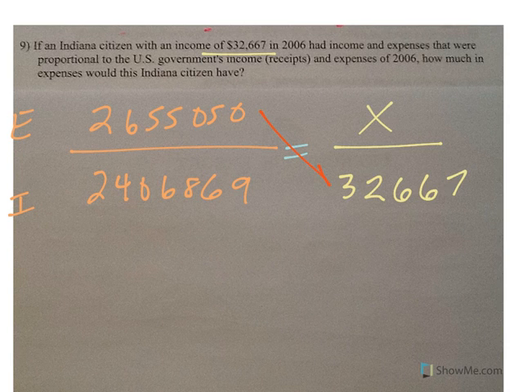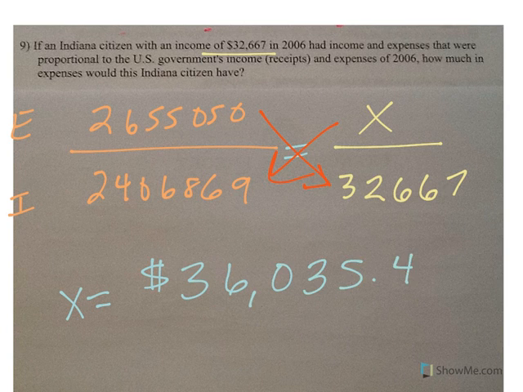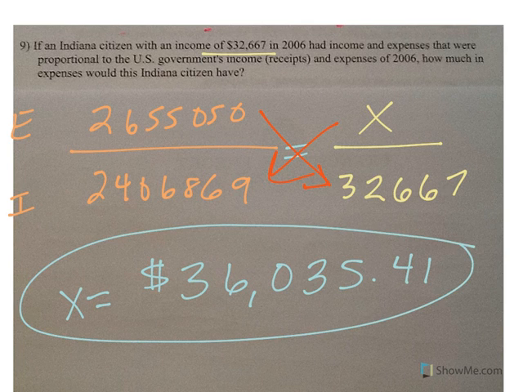Once again, we're multiplying these two numbers. We end up dividing by the 2,406,869, and I have expenses of $36,035.41. So you can see that one's not too bad. That's a difference of just about $3,400. You're still spending more than you have, but it's not nearly as bad as what it was in the last problem. And I believe that is the last one on this video.